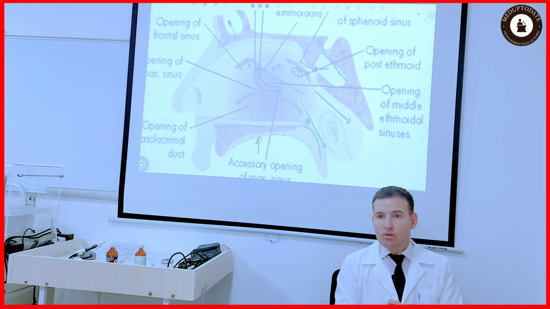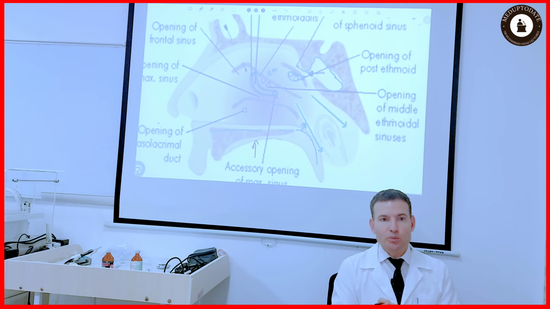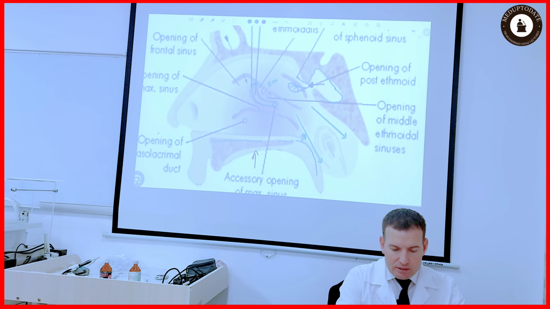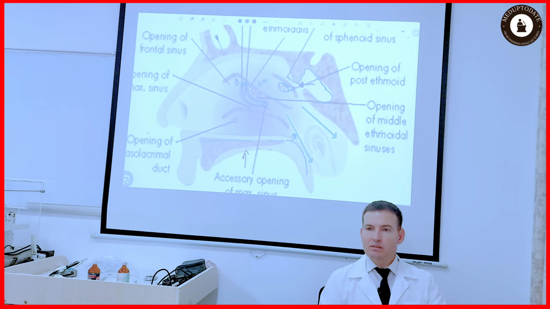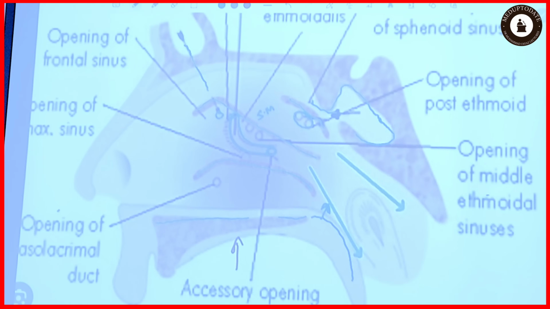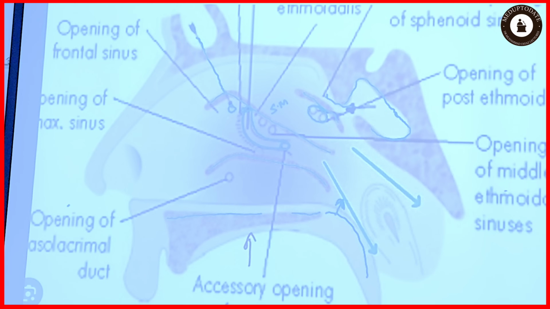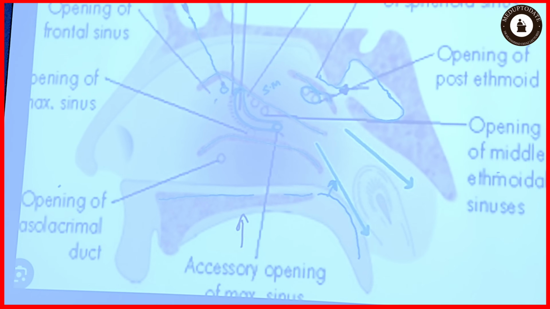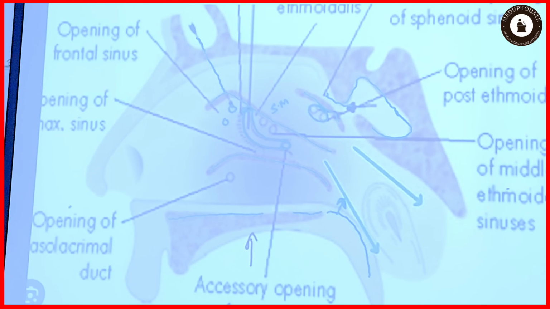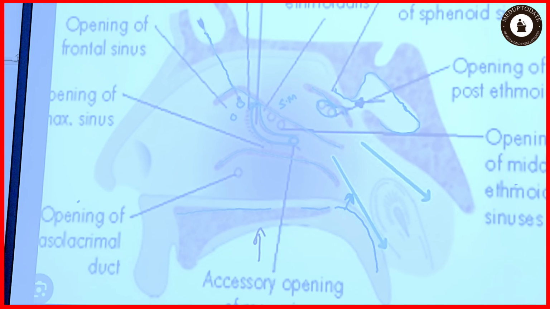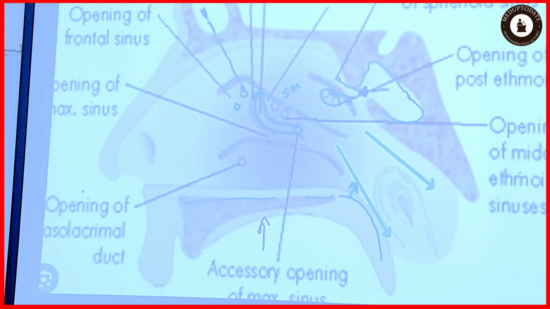Related to this, now we are going to locate each opening. On the anterior side, here we have the opening for the frontal sinus. You can see this here. Okay, it opens here on the anterior side. We have one more opening here: the anterior ethmoidal sinus also opens in the anterior part of the hiatus semilunaris.